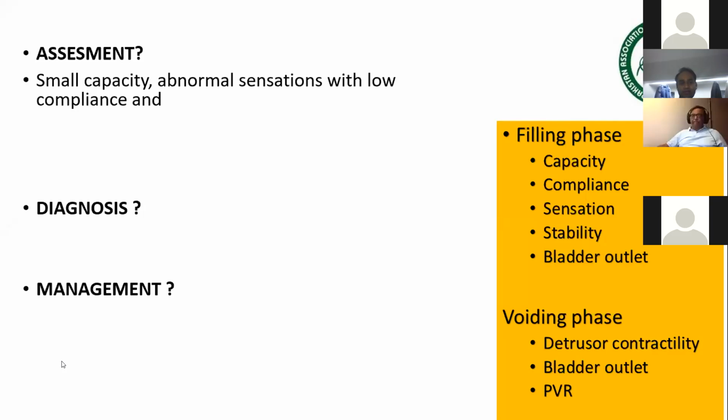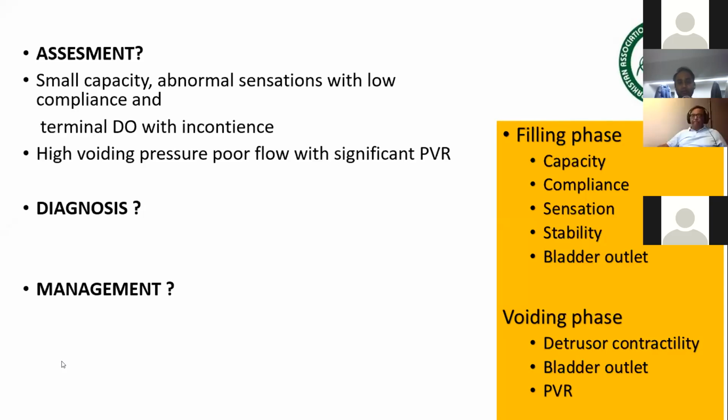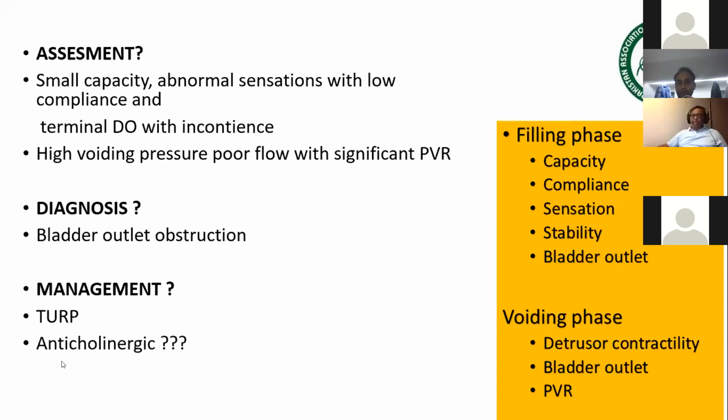So in this case, we had a small capacity bladder of around 161 mLs. He had abnormally low sensations with a lower compliance and terminal detrusor overactivity, which was terminating into incontinence. However, in the voiding phase, we had a high pressure system with a poor flow and significant post-void residue. So a working diagnosis is bladder outlet obstruction, and your management based on his history and the findings would be to go for a TURP and anticholinergic medications in this case.